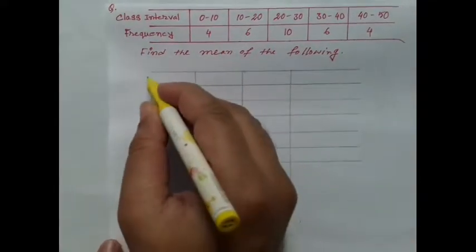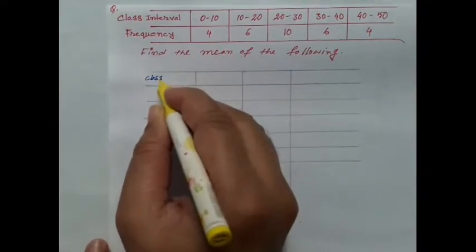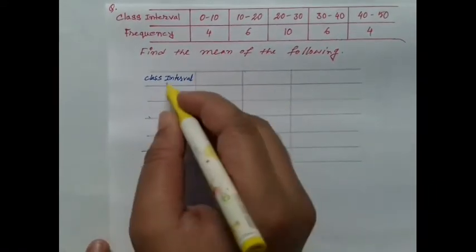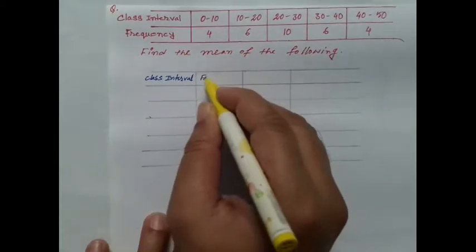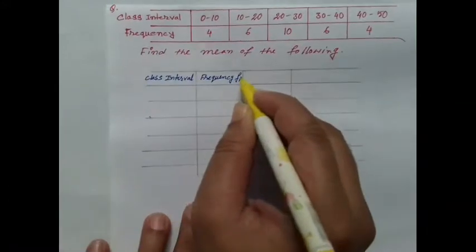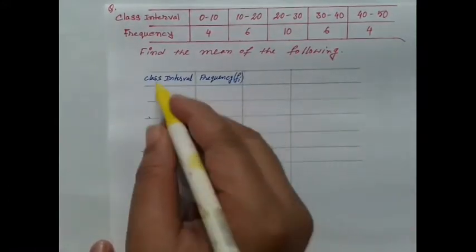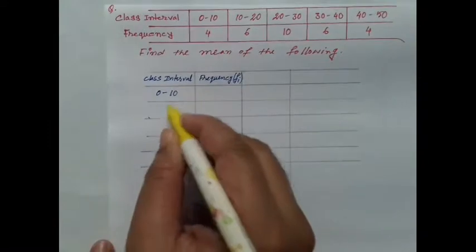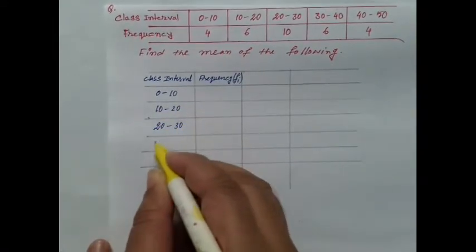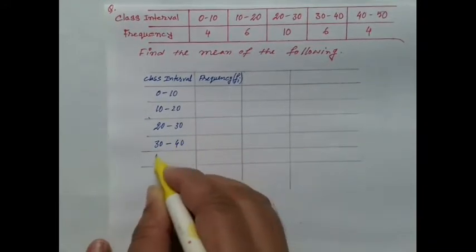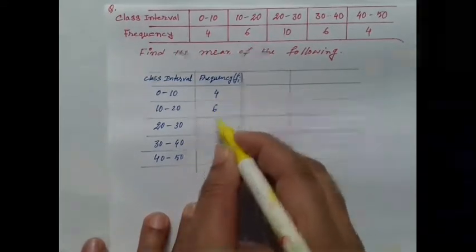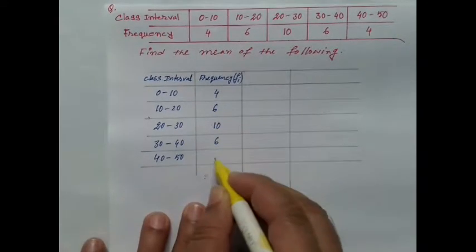So at first we have to write class interval. Then we have to write frequency. Frequency here also you have to denote by fi. Okay, frequency fi. So we have to write the class intervals 0 to 10, 10 to 20, 20 to 30, 30 to 40, and 40 to 50. Okay, corresponding frequencies are 4, 6, 10, 6 and 4.